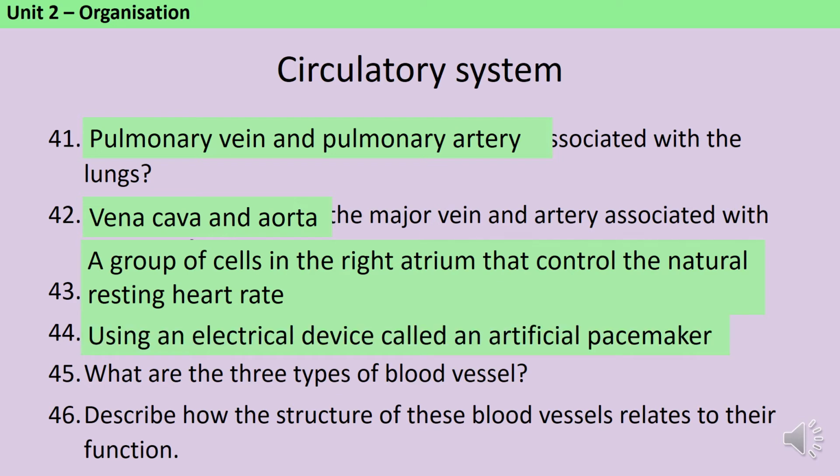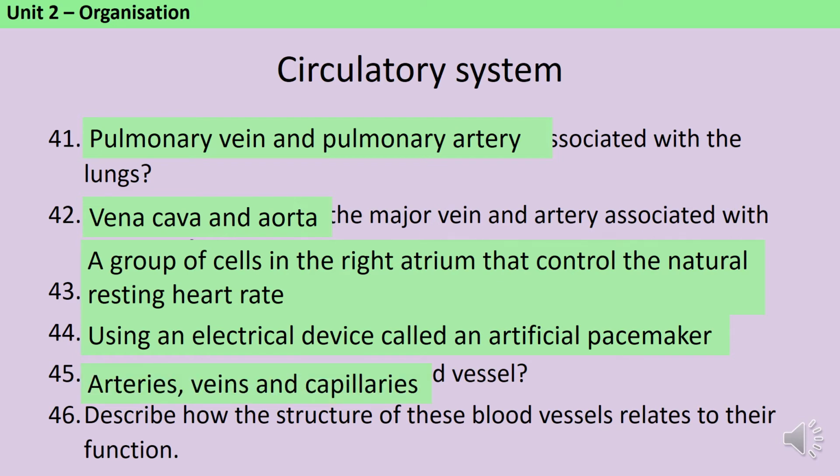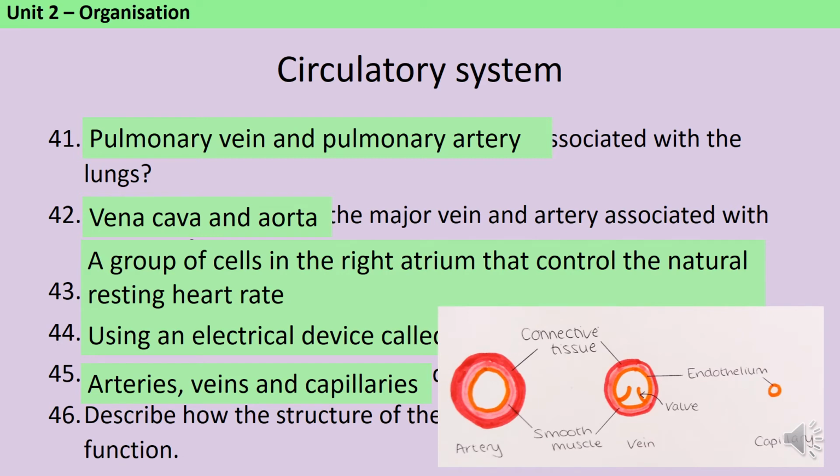The three types of blood vessels are the arteries, the veins, and the capillaries. Now, the arteries take blood away from the heart. Because it's under high pressure, they have a thicker layer of muscle and a thicker layer of elastic tissue, because this allows the blood vessel to expand because of that high blood pressure.